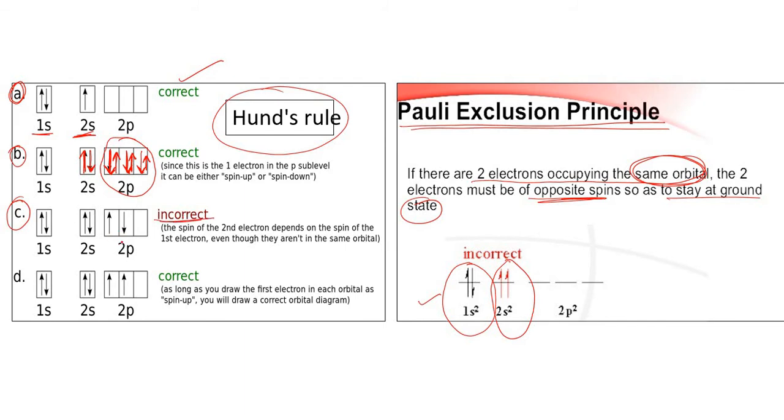Okay, can you see, after 2s, 2p is going to fill. The first electron has spin in the upward direction, and the next electron must also have spin in the upward direction, but here it has been given in the downward direction, so this is called incorrect. The spin of the second electron depends on the spin of the first electron, even though they are not in the same orbital. So pairing takes place only when all the available orbitals are completely half filled with their spins in the same direction, right?